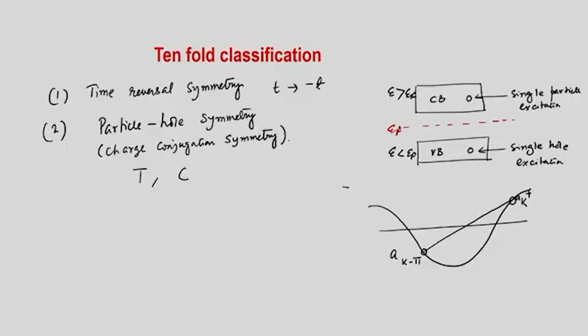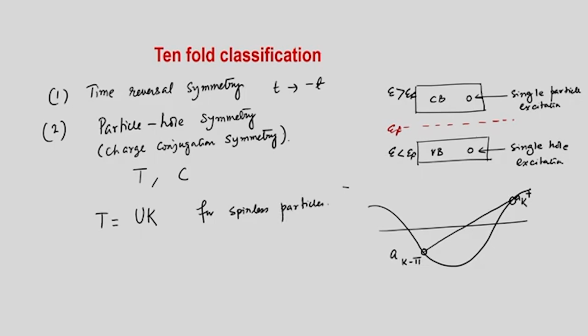We have done that elaborately in the context of the SSH model and the Kitaev model. So this T has a form which, we know, is like a K conjugation. It's usually written as UK, where U is a unitary operator and K is the complex conjugation, and it makes it an anti-unitary operator, and C is also an anti-unitary operator. Now this is for spinless fermions or spinless particles.